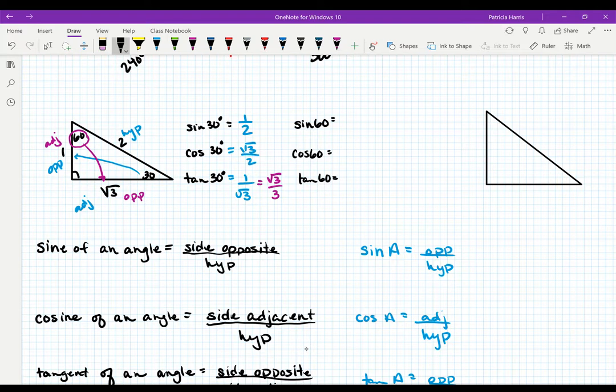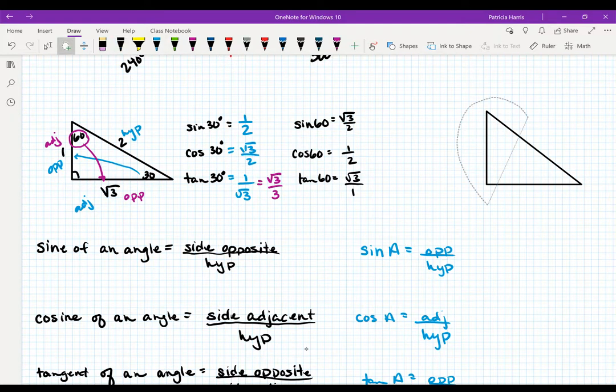So cosine of 60 would be radical 3 over 2, opposite over hypotenuse. Remember, hypotenuse is always the same. Cosine of 60 would be 1/2. And tangent of 60 would be radical 3 over 1, or just radical 3. Okay, now take a moment and look to see if there are any patterns between the 30 and the 60 that could help you out.